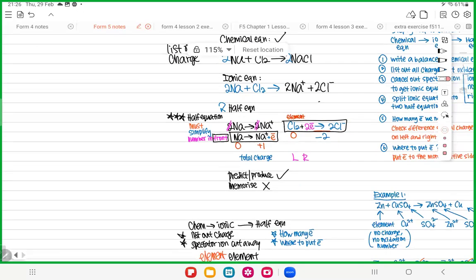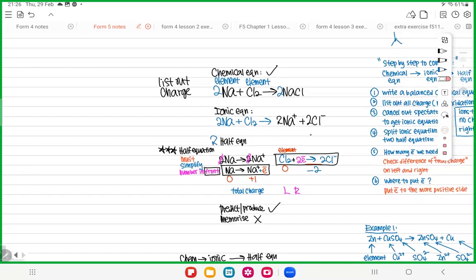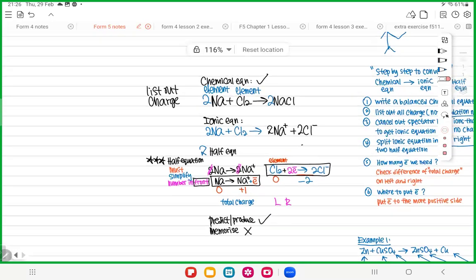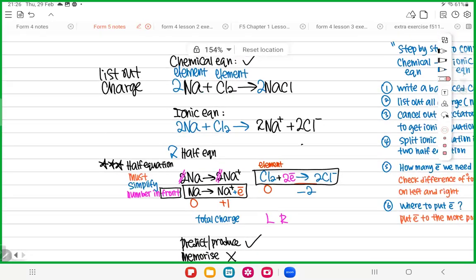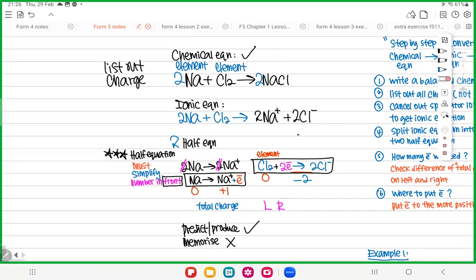Okay, I hope you guys are okay with the second example. Guys, let me know in the chat box. Are you okay with the second example here? The whole thing, from beginning to end? Very good. Okay, so now if you're okay, then we go on with the last example.